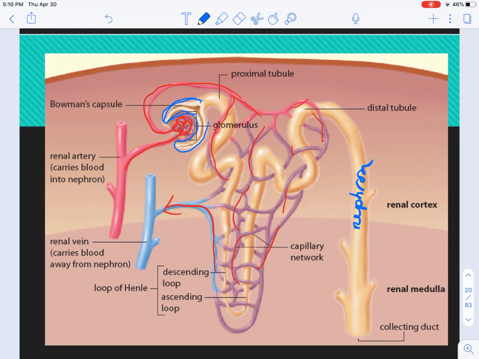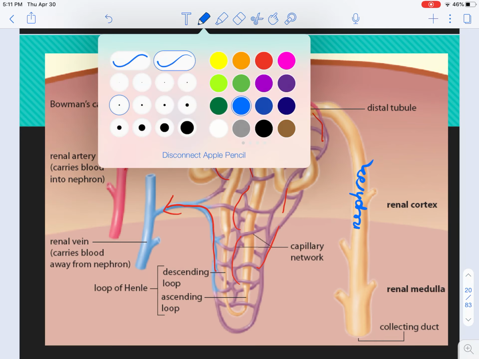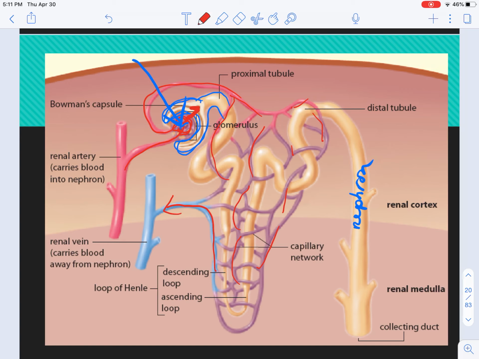Now, when you're looking at the job of the nephron, this capsule is collecting some of the components of the blood. When the blood goes in here, the vessels are so tiny, it's like blocking a garden hose, and you see how if you block the water coming out, it will shoot out with more pressure.